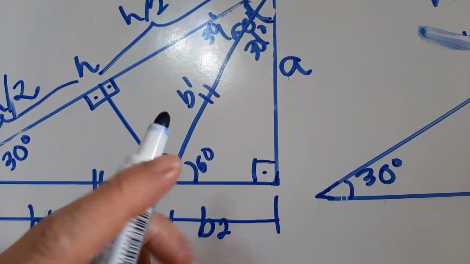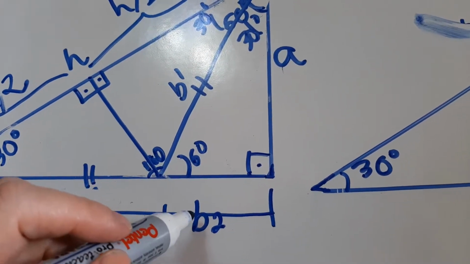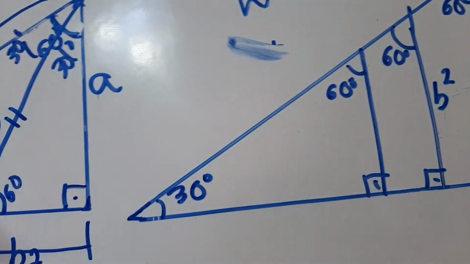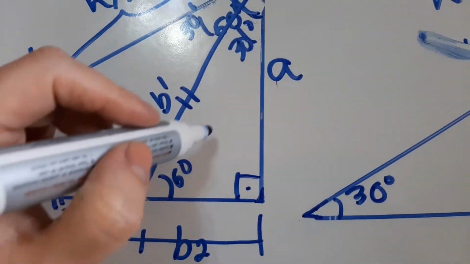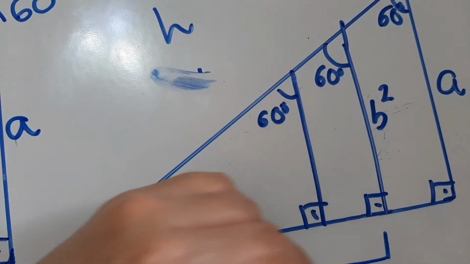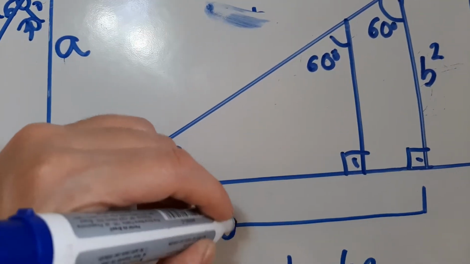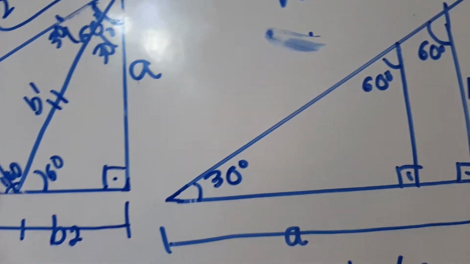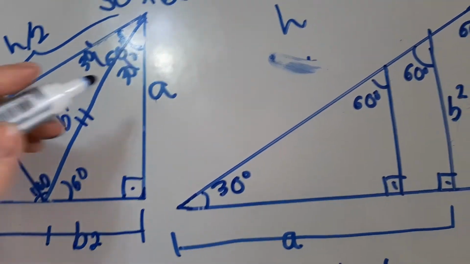So let's write first this triangle for the side of the angle, the opposite side of 30. We have B2, 30, B2. For the 60, we have A. For the hypotenuse, we're gonna have B1.